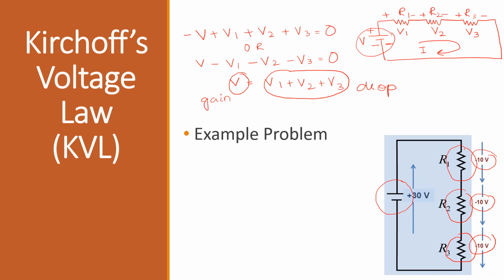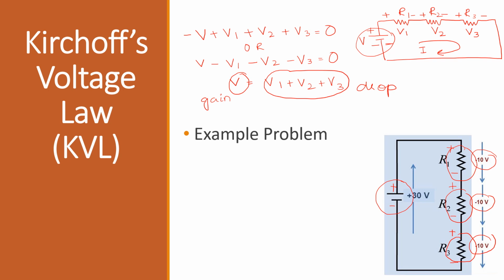Now, how are we going to make the KVL equation here? Again, we will consider alternate terminals. This is the positive terminal of this battery. This is negative terminal. This is positive terminal of R1. This is negative terminal of R1. This is positive terminal of R2. This is negative terminal of R2. Positive terminal of R3, and this is negative terminal of R3.